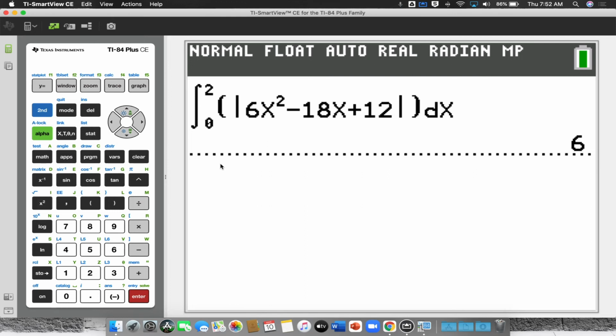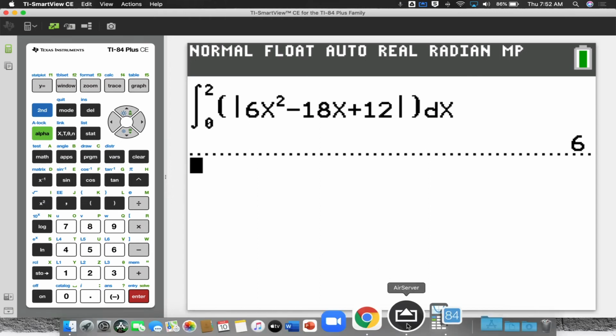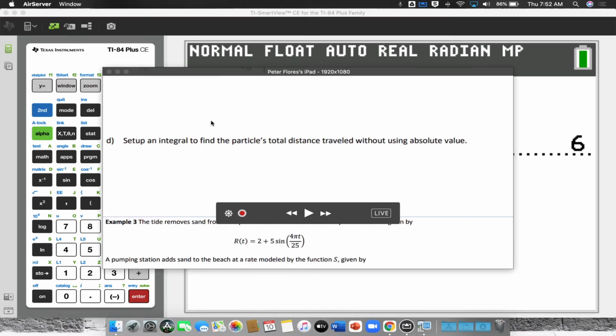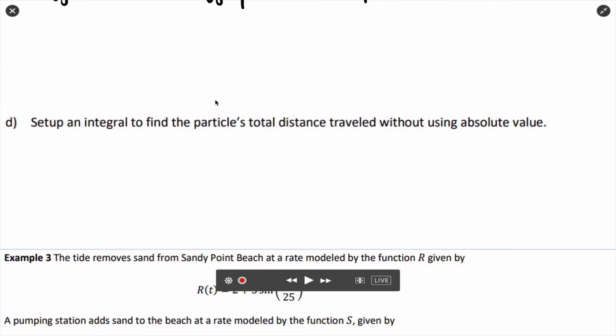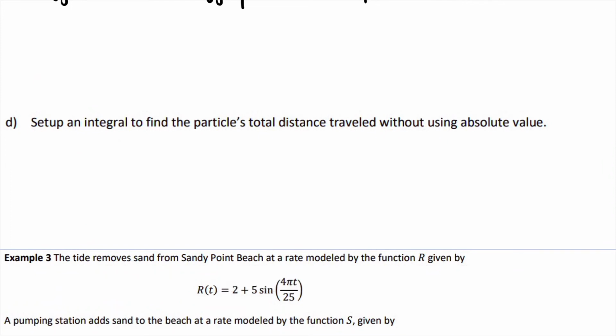All right, so let's go back to our notes. We'll come back to this. Don't worry. We will have plenty of time to mess with the calculator. Later on in later questions, we're going to need the calculator too.